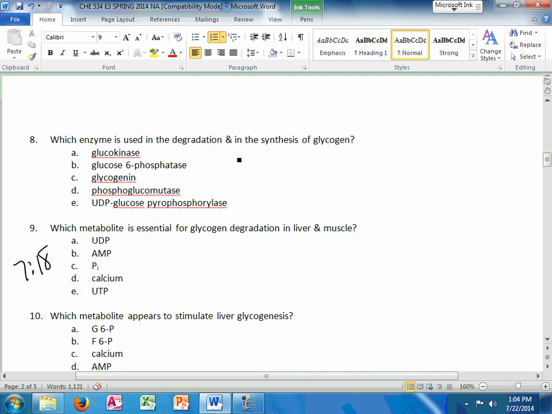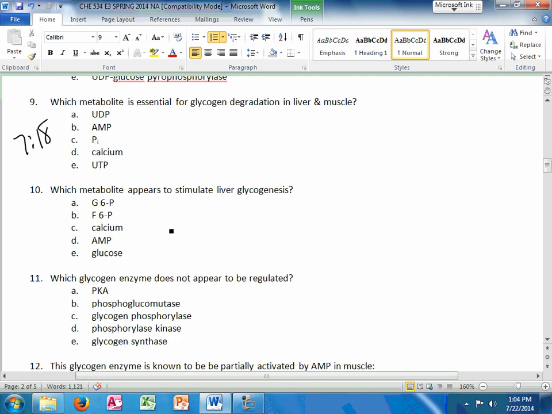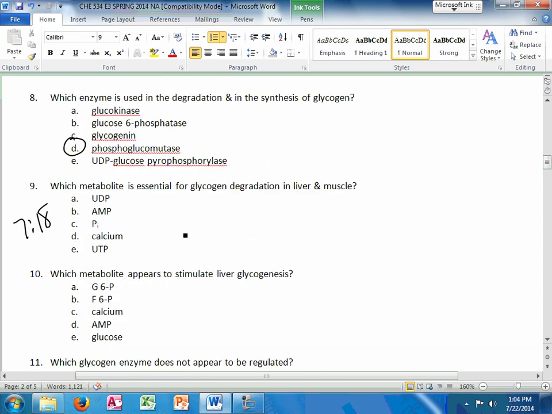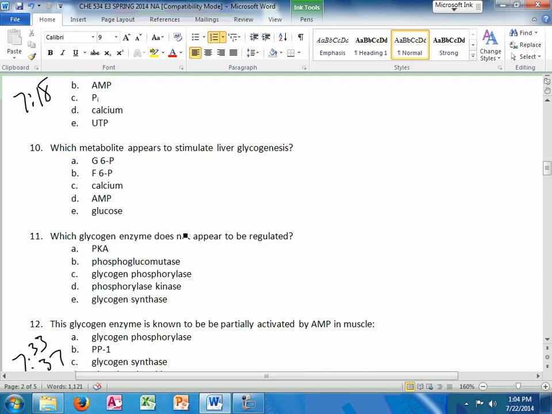This enzyme is used in degradation and synthesis. Like I said a bunch before, it's phosphoglucomutase. While we're talking about that one, let's skip ahead a few. Those are the things he loves to ask about. It's used in both reactions, and it's not regulated. So those are the main things to know about phosphoglucomutase.